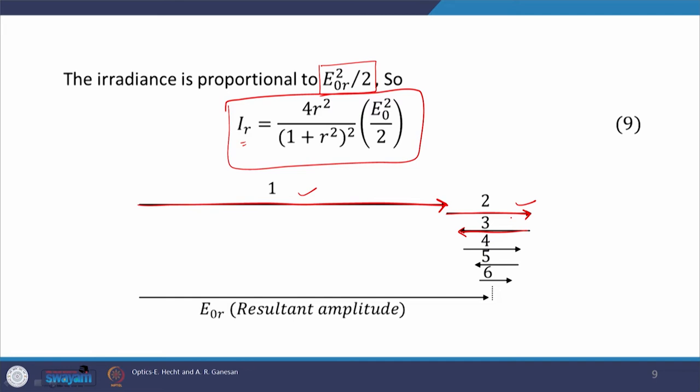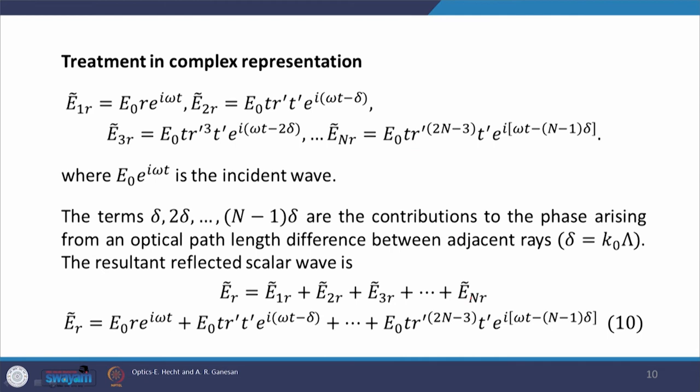because it is out of phase with respect to 2 by pi. Similarly, 4 is out of phase with respect to 3 by pi, similarly 5 and 6 and so on. Now, if you add them up, then we will have this resultant. This is a bigger non-zero amplitude.